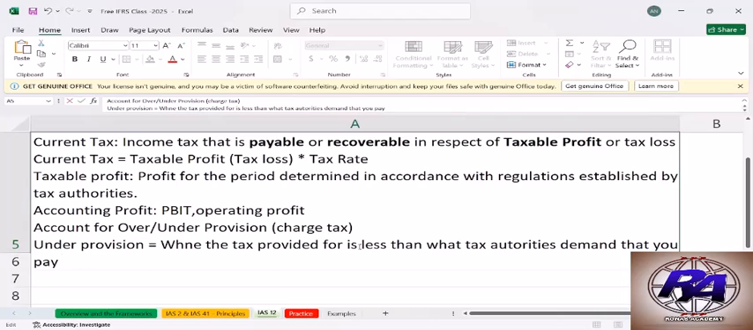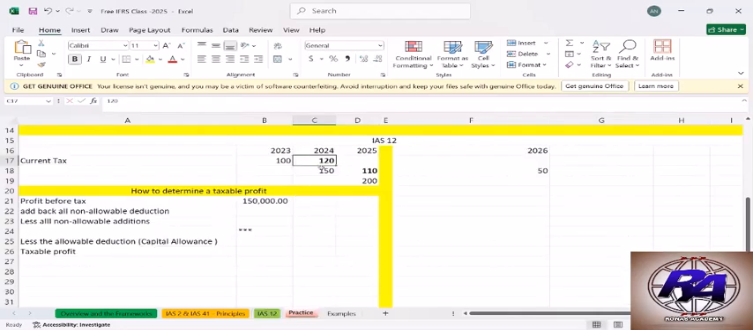Under provision of tax. Anytime you under provide for your tax, you need to add the difference. I'm teaching the treatment. How do you derive the under provision? By comparing what you have provided for and what you have paid, and the difference is what gives you the under provision. So in this scenario our under provision is going to be 20, because we provided for 100, but we are required to pay 120. So the difference is 20.